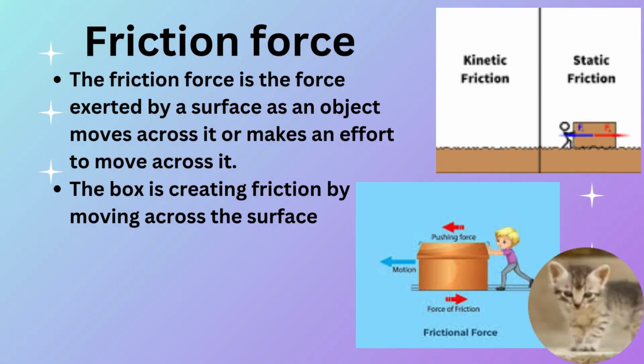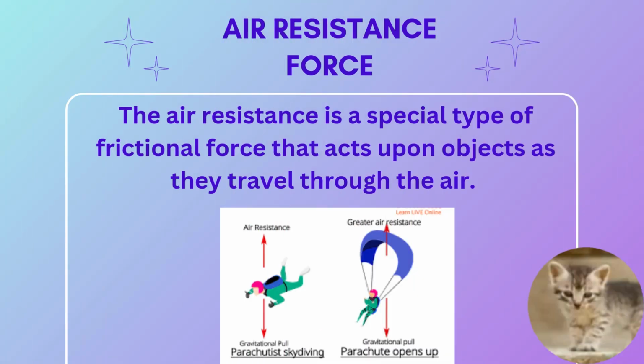And then the force of friction is the force exerted by a surface as an object moves across it or makes an effort to move across it. So in this picture here, the box is creating friction because the boy is pushing on the box, and the box is moving across the surface, and the force of friction is acting opposed to that forward movement.